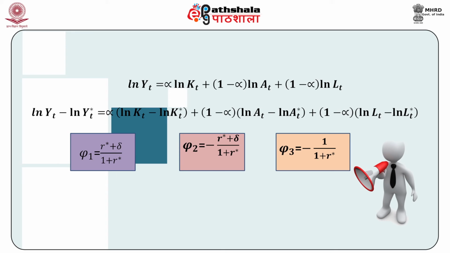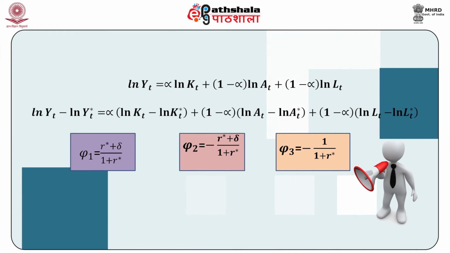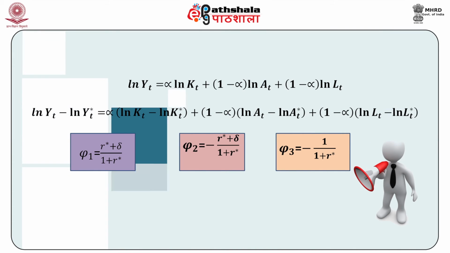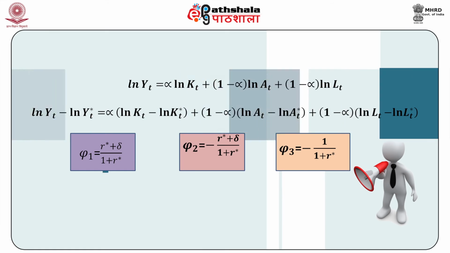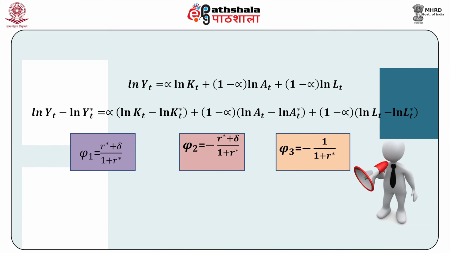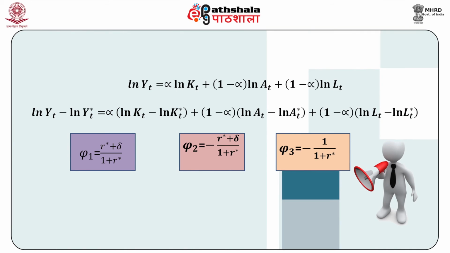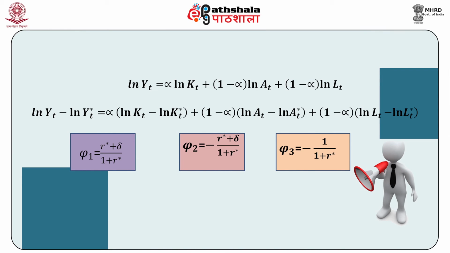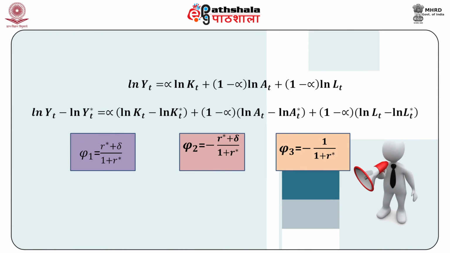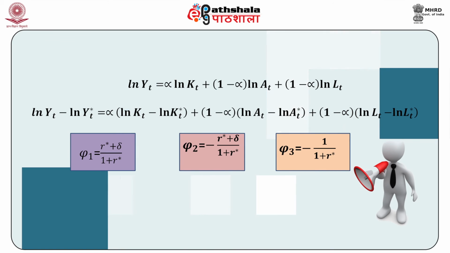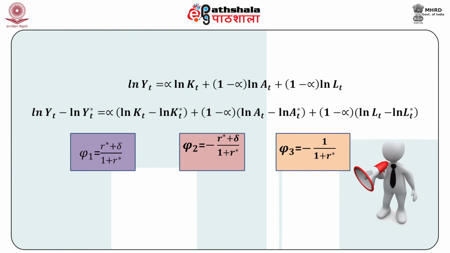Starting from the production function given in equation 6, log y_t is equal to alpha into log k_t plus 1 minus alpha into log A_t plus 1 minus alpha into log L_t. Deviations from the balanced growth path can be expressed as log y_t minus log y_t star, which is equal to y_t hat, which is equal to alpha (log k_t minus log k_t star) plus 1 minus alpha (log A_t minus log A_t star) plus 1 minus alpha (log L_t minus log L_t star).